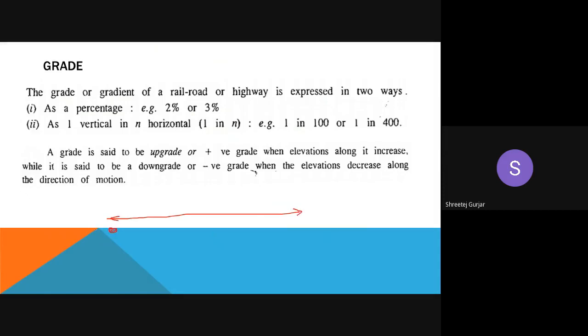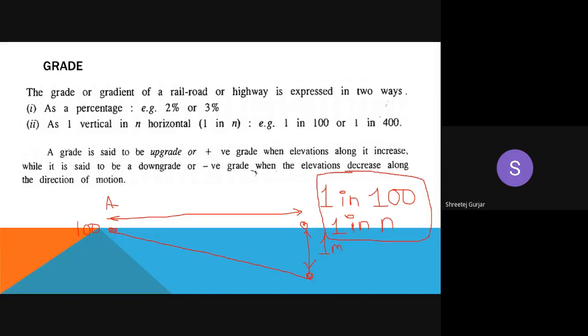Suppose this is your elevation, 100 at point A. For every 100-meter travel, you will go down by 1 meter, right? So 1 in 100, or 1 in n, and you have to mention whether it is a rising gradient or a falling gradient, because it is not clear from this. It can be either rising or falling.